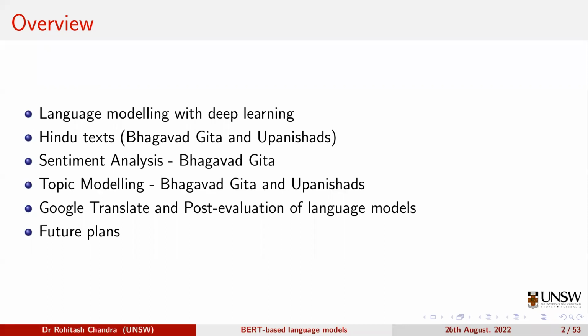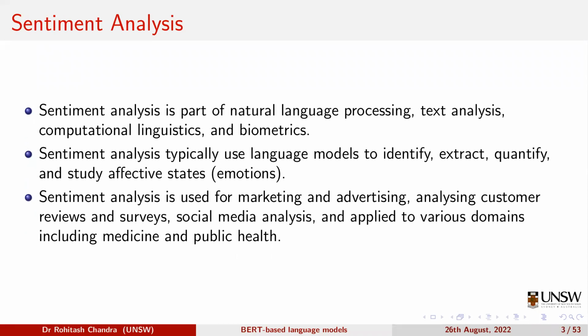So the overview for today's talk: I'll first talk about the basics of language modeling with deep learning and introduce the Hindu texts, the Bhagavad Gita and the Upanishads, which most of you may be familiar with already. Then I'll talk about sentiment analysis of the Bhagavad Gita, topic modeling where I compare the Bhagavad Gita and the Upanishads, Google Translate, post-evaluation of language models, and the future plans for this theme of work that I do. So what is sentiment analysis?